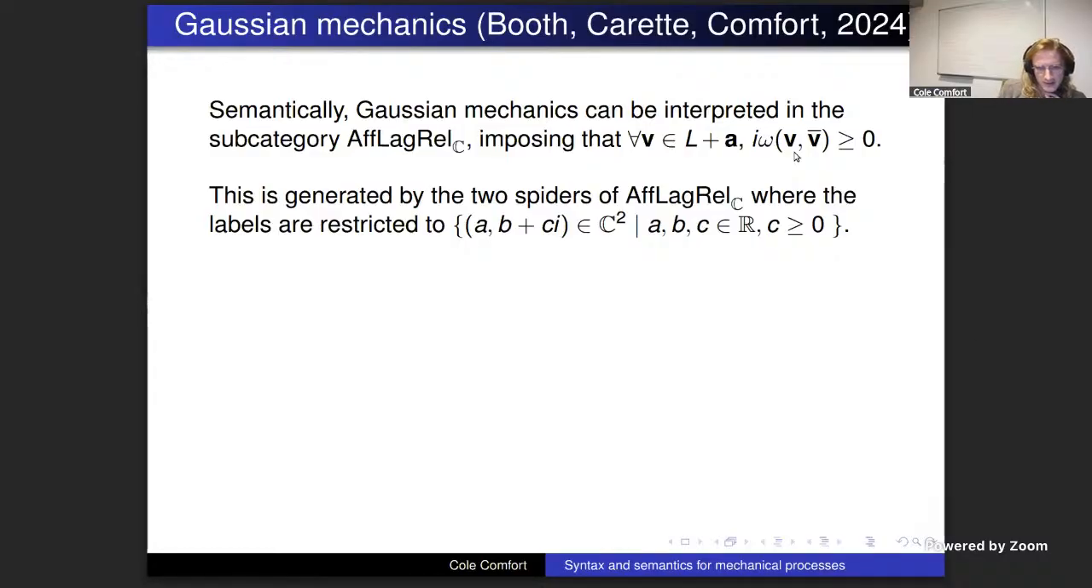One way you can think of this is you take these pictures I was drawing and you restrict the labels on the spiders. So the first label was this affine shift. You ask that these are real numbers, and then you ask that this shearing operation is a complex number whose imaginary part is greater or equal to 0. Then you can represent Gaussian quantum mechanics. In particular, if you take A to be 0, B to be 0, and C to be 1, then you recover the ground state.